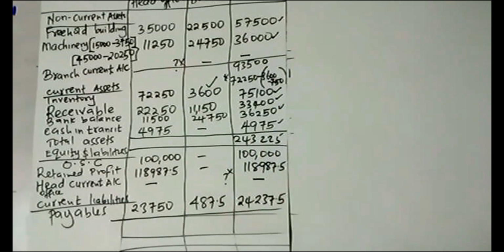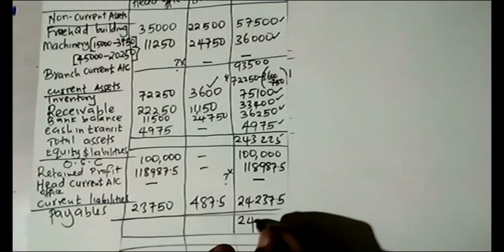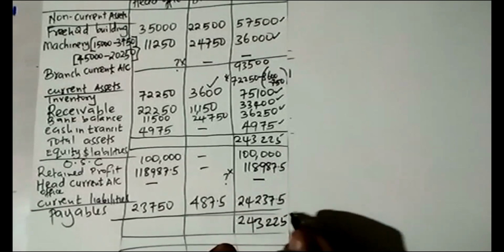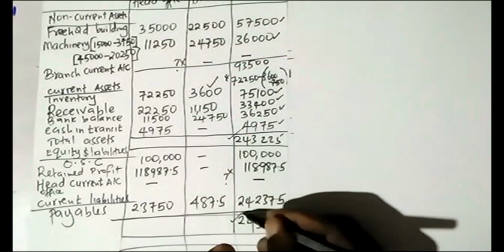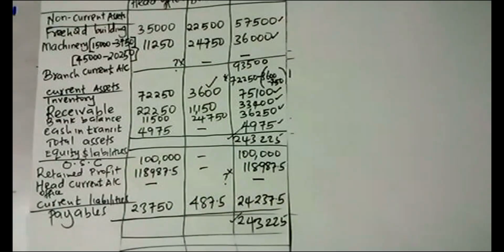That is the case. Then if I add 100,000 plus 118,987.5 plus 24,237.5, I'm getting the same. So we have balanced the combined, because you can see the assets and equity and liabilities are equal.